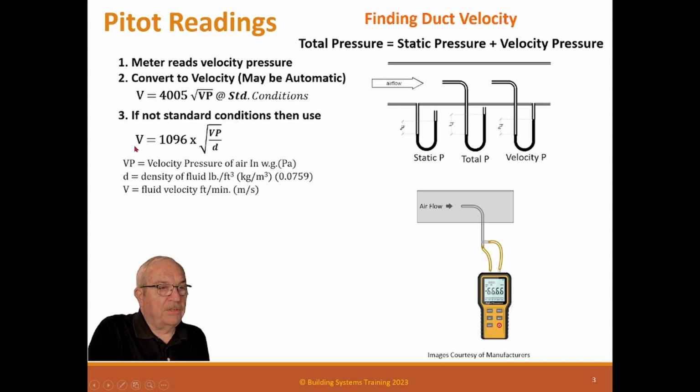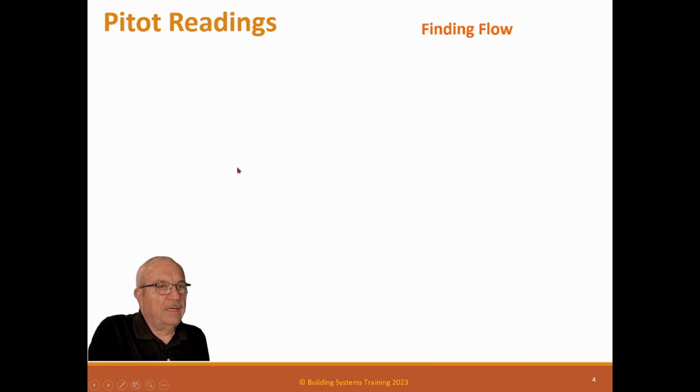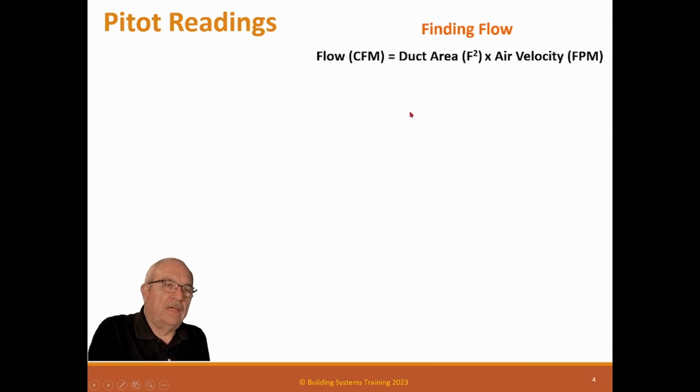So then, here it is. The velocity equals 1,096 times the square root of velocity pressure over density, where the velocity pressure is in inches of water gauge, density is in pounds per cubic feet, and the velocity is in feet per minute. And that's what we need, the feet per minute. All right, so finding flow. So flow, the CFM, is equal to the duct area in square feet times the air velocity in feet per minute.